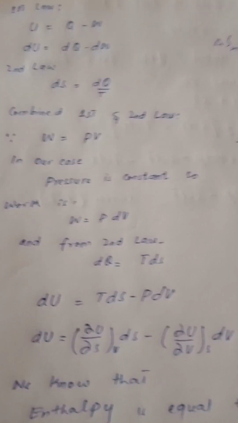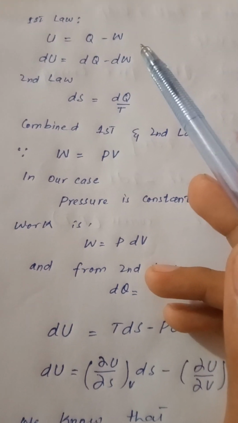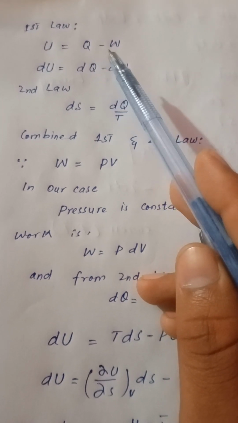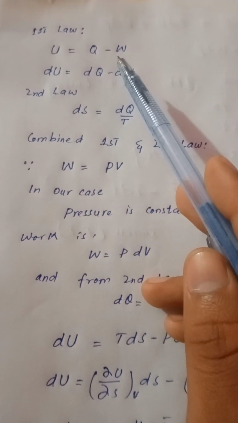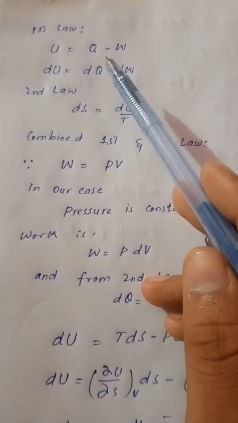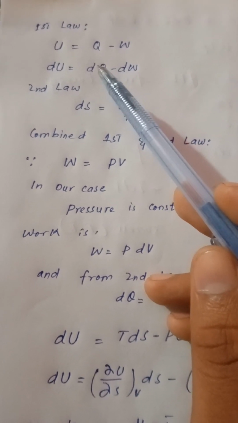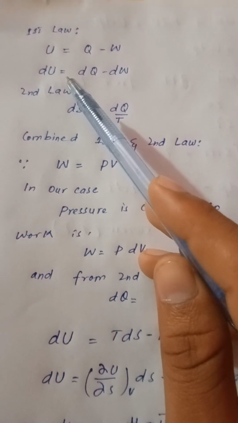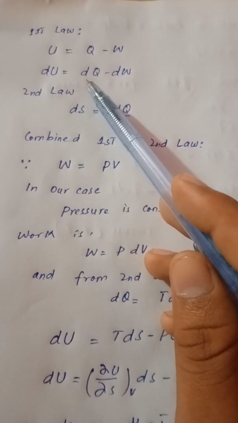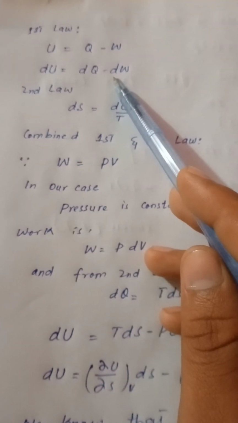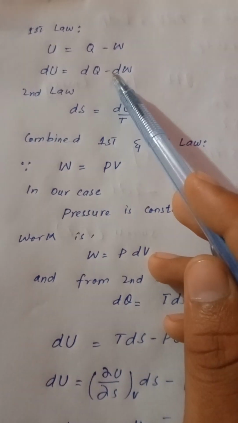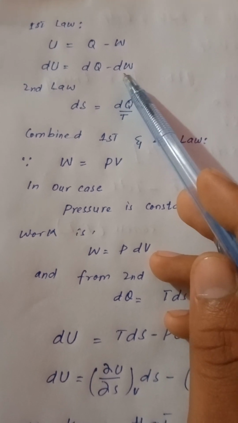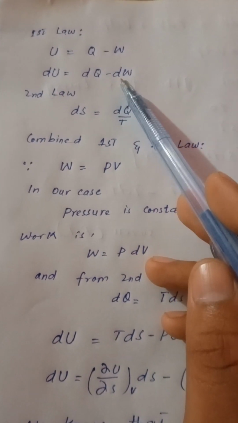Let's start our lecture. We know that the first law of thermodynamics says the internal energy of the system is equal to the heat produced in the system minus the work done. So if we take the change in internal energy, how can we write it? We can write it as dU, which means change in internal energy. Change in internal energy equals the change in heat energy, minus, with a minus sign meaning it will be reduced, dW, which means change in work done. And we know that this is the first law of thermodynamics.